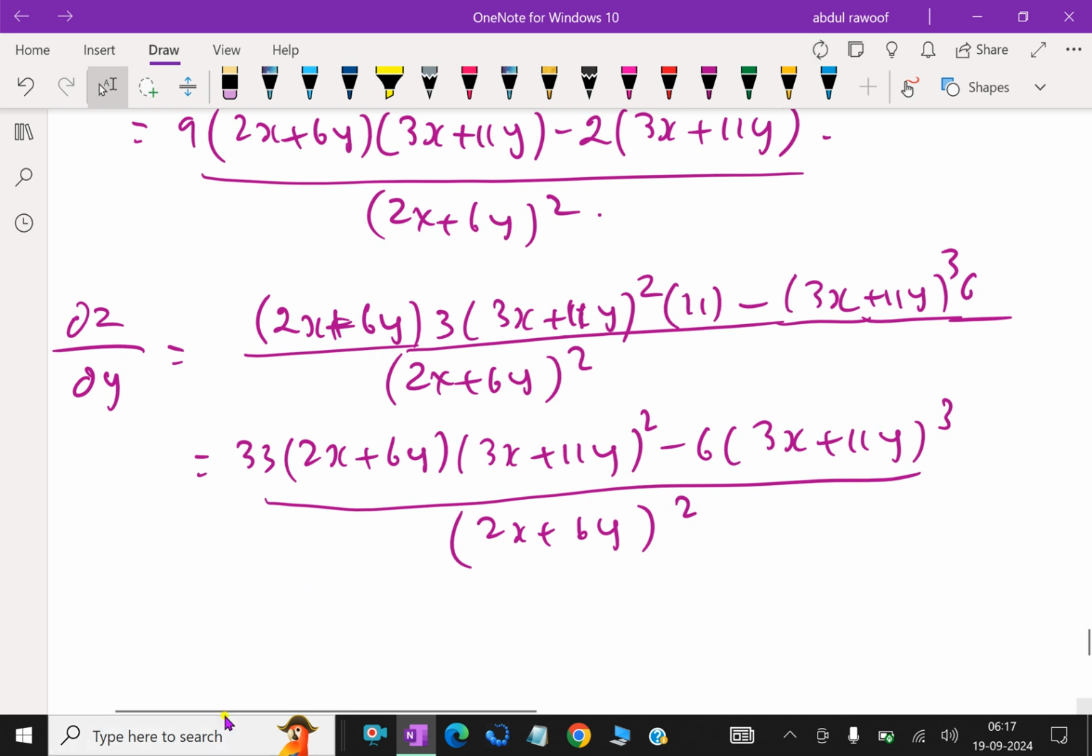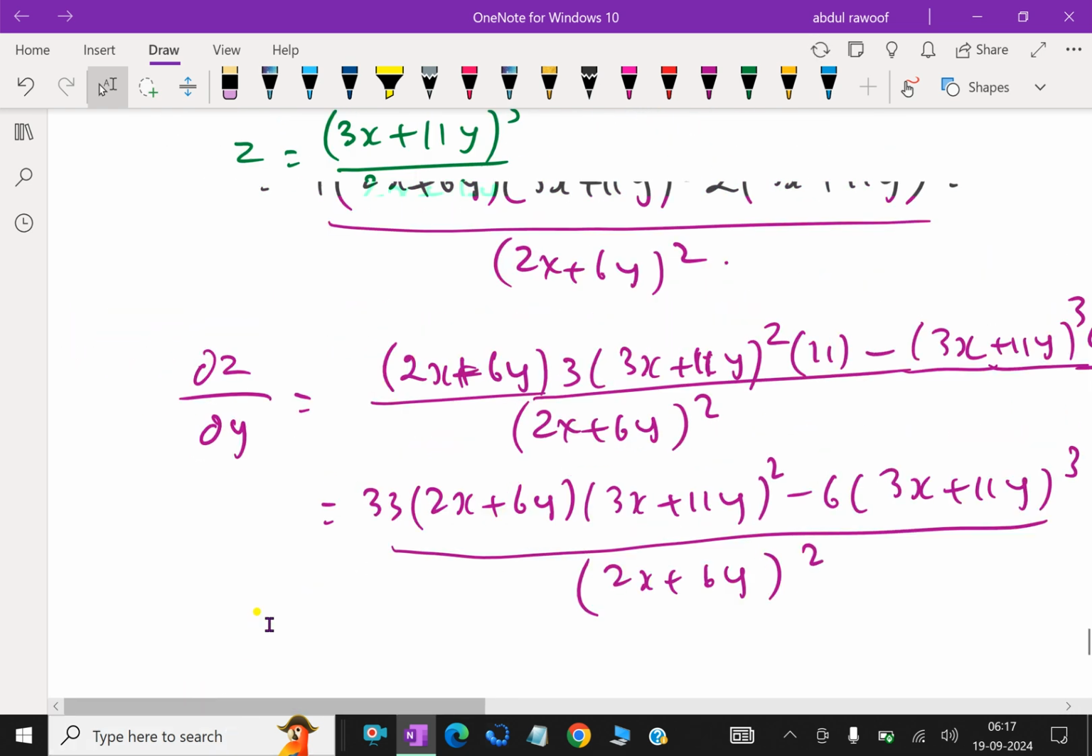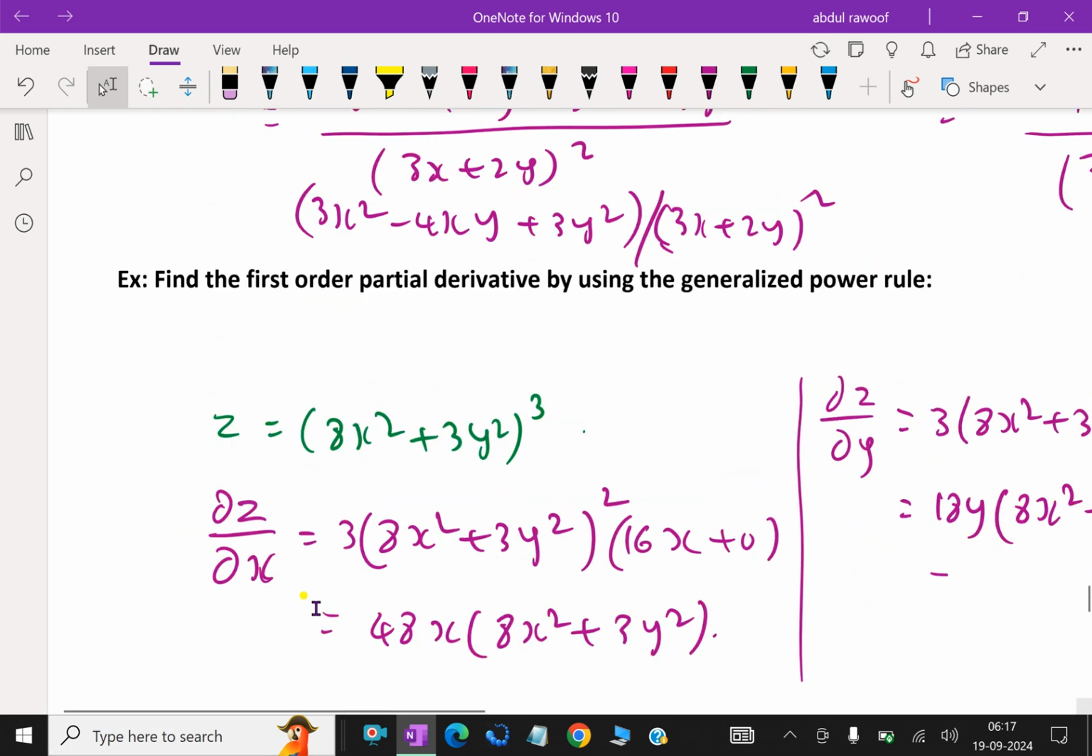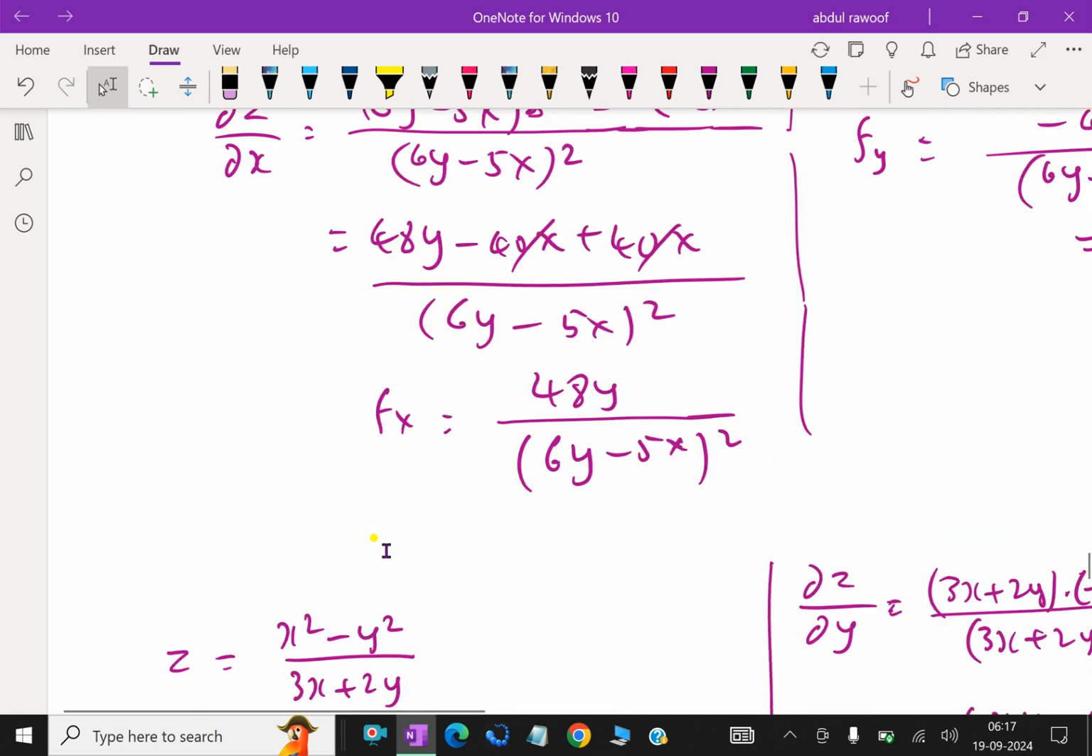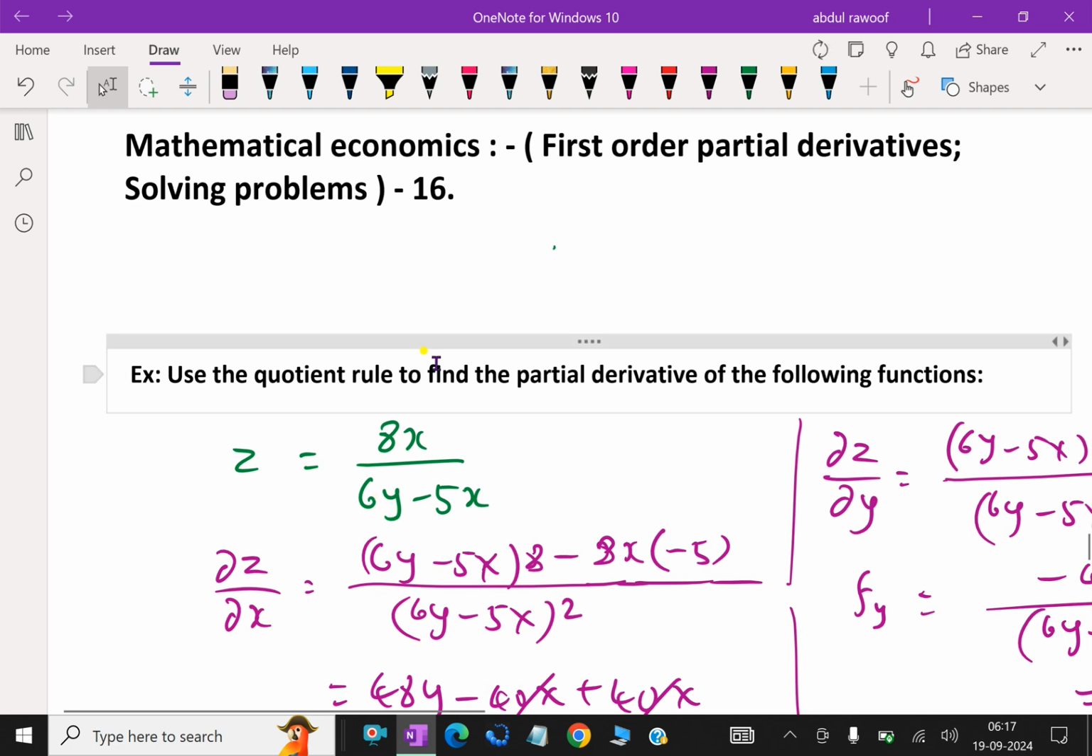So far we discussed some first order partial derivatives with functions having quotient rule. By using quotient rule and power rule we have done.